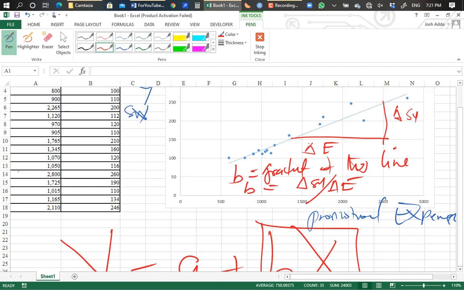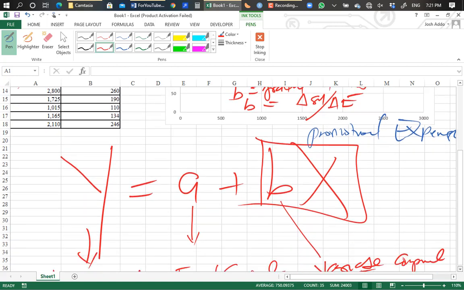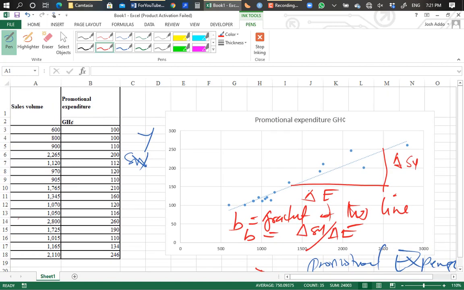So B, as we wanted to measure, which is the variable sales volume per unit of expenditure, is going to be SV2, if you like, so let's use those symbols, SV2 minus SV1, that's the change in the sales volume, divided by E2 minus E1. So this is the corresponding promotional expenditures. So that is the measurement of B.